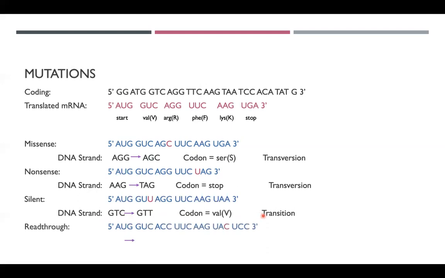Now read through is when a stop codon is changed to a codon that codes for an amino acid, allowing for the sequence to be read through what used to be a stop codon. So as seen here with the UAC, which used to be our stop UGA, it now codes for the TYR amino acid. So we go from a TAA in our coding strand to a TAC. And because it is from A to C, it is a transversion mutation.